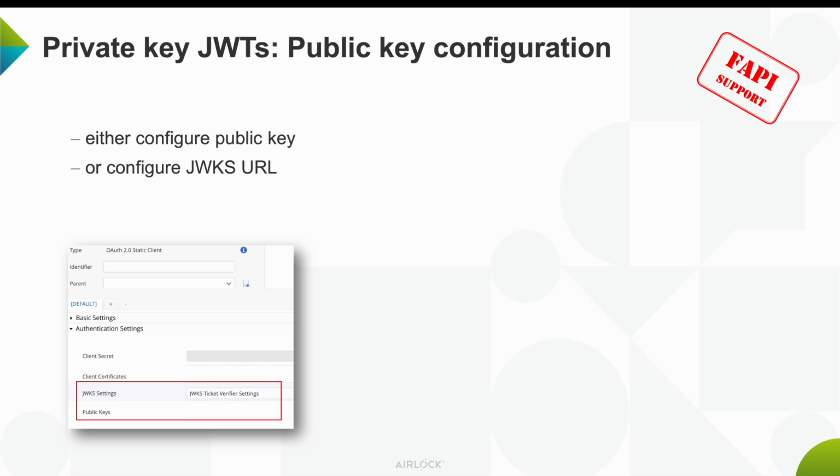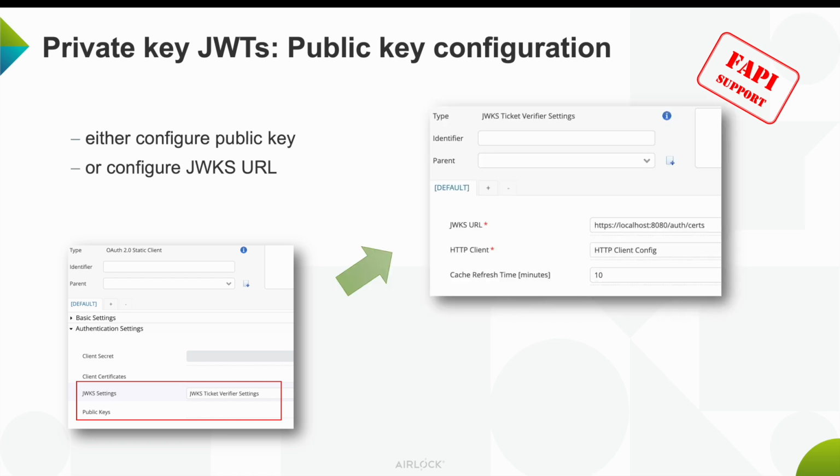How do you configure it? Well, on the static client, you see these two options. The first one is the JWKS settings. In the JWKS settings, the most important thing is that you have to configure the URL and you have to configure the HTTP client to actually connect to the point where the client has their public key stored. So there, a JWKS document is retrieved from that URL, and IAM will use the public keys contained therein for validating the JWT signed by the client.